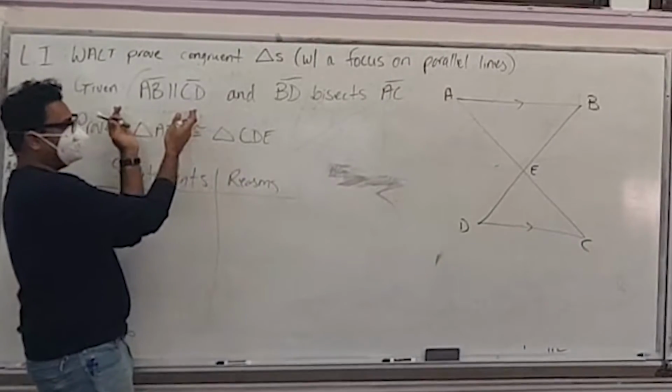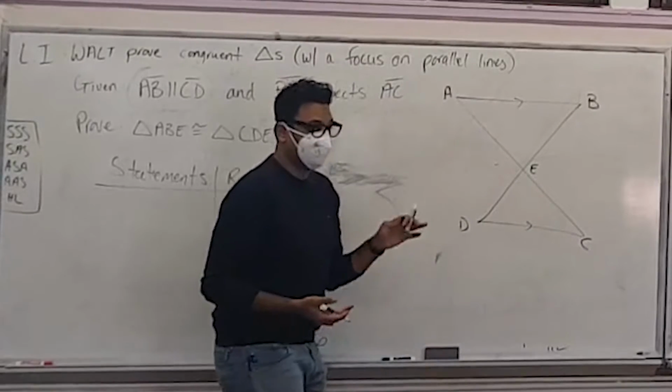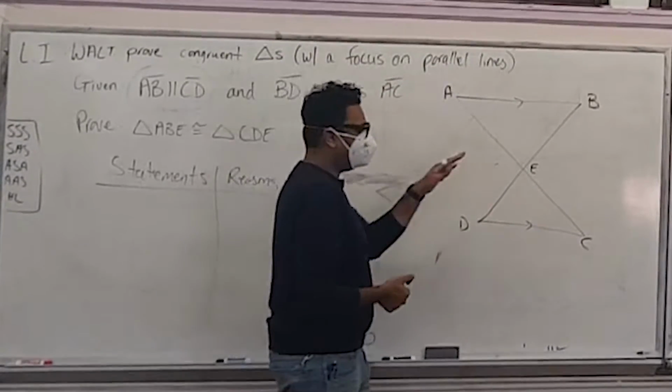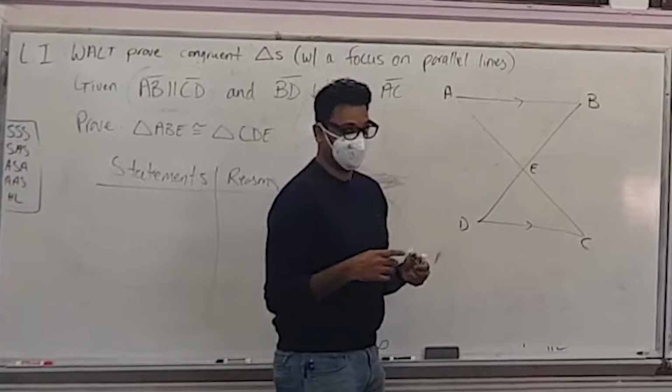So it's given that AB is parallel to CD, right? That's these two lines. Now, we already learned about parallel lines. When parallel lines are cut by a transversal, it tells us something about some of the angles.